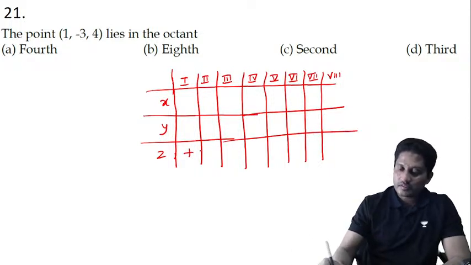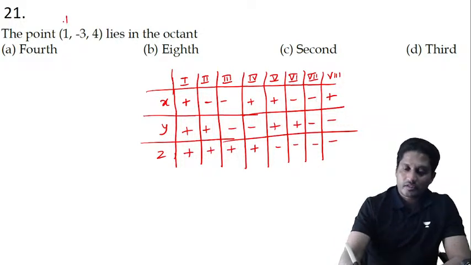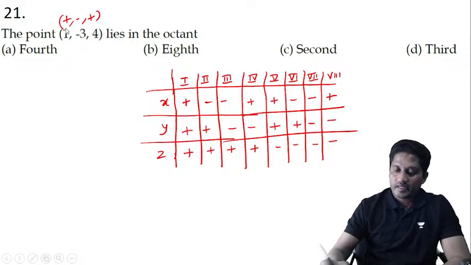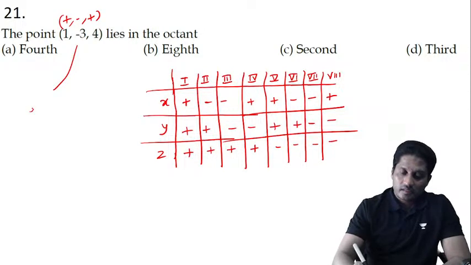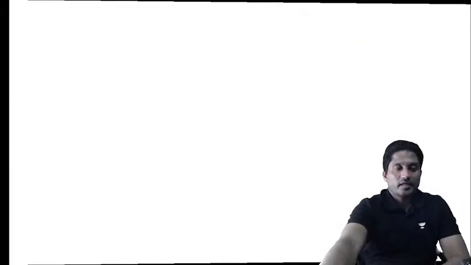Right, write 4 plus and 4 minus, 2 plus, 2 minus, 2 plus, 2 minus. Here you start with plus and end with plus. Then write 2 minus, 2 plus and 2 minus. Now I have plus, minus, plus. Plus, minus and plus will lie in the fourth octant only. So this lies in the fourth octant, answer is option A. Right, let's move to the next question.